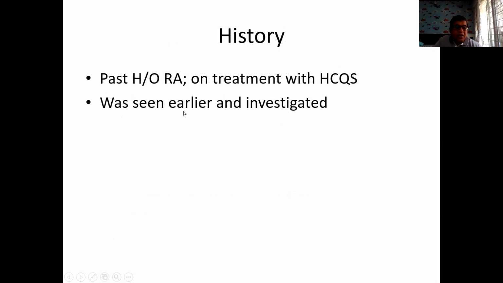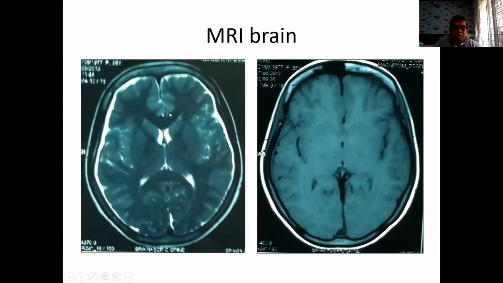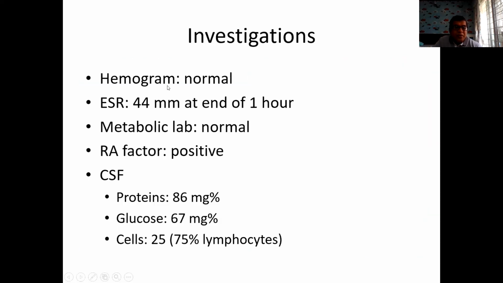She was seen earlier and investigated, where she had undergone this MRI, a plain MRI of this lady. One can see that there are some bilateral CSF collections here. So bilateral hygromas were there. She was investigated. The ESR was 44, lab was normal, rheumatoid factor was positive. The CSF was done in this lady, where the protein was 86, glucose was 67, and she had 25 cells. This was the CSF with which she came to us.